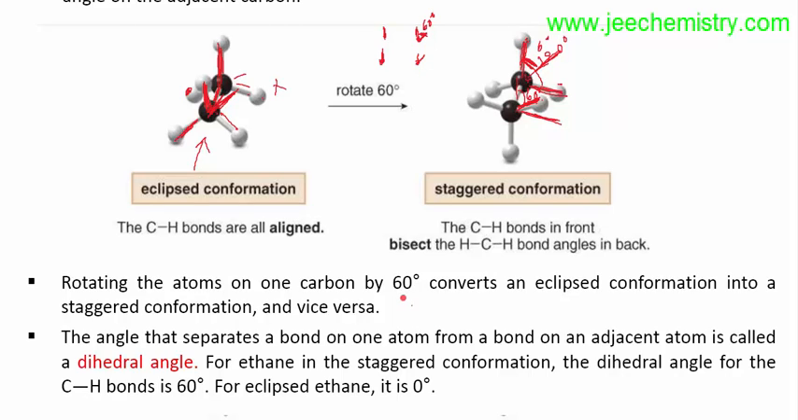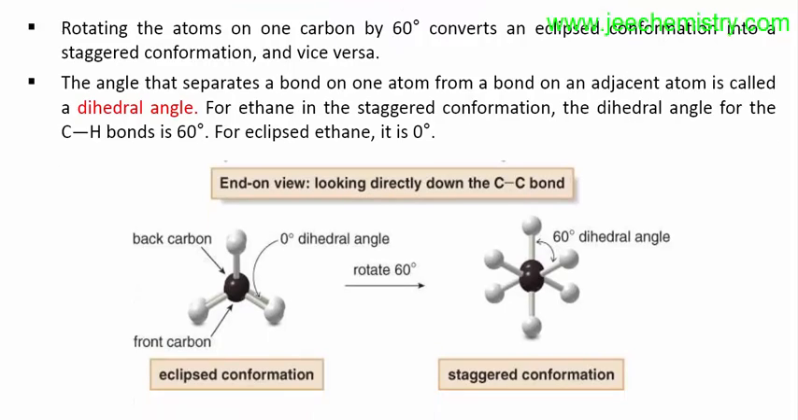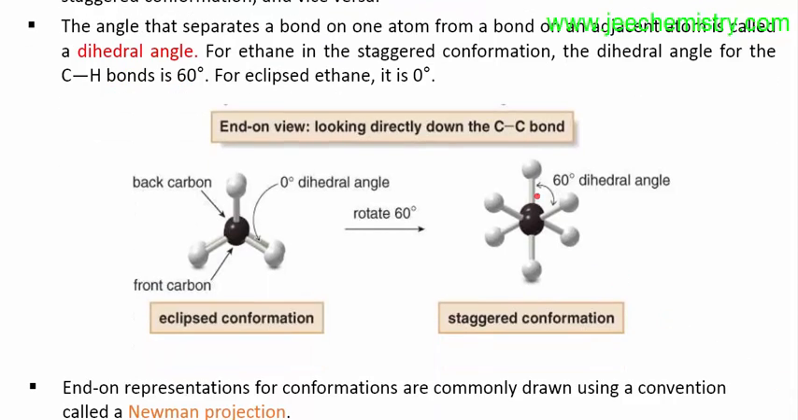Now we have learned the eclipsed and staggered conformations. We will learn them again, but here, for the introduction to conformational isomerism, I am explaining this. So there is an angle of 60 degrees. This is called a dihedral angle.